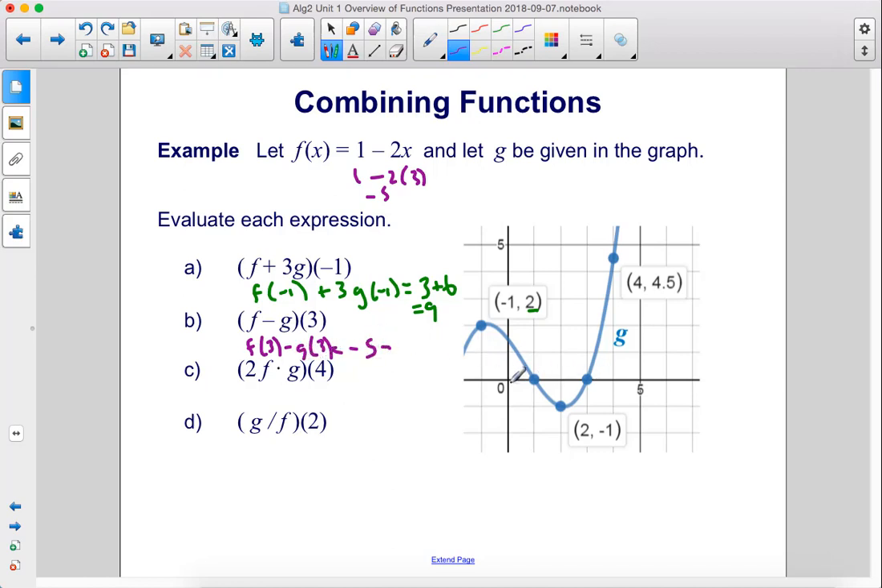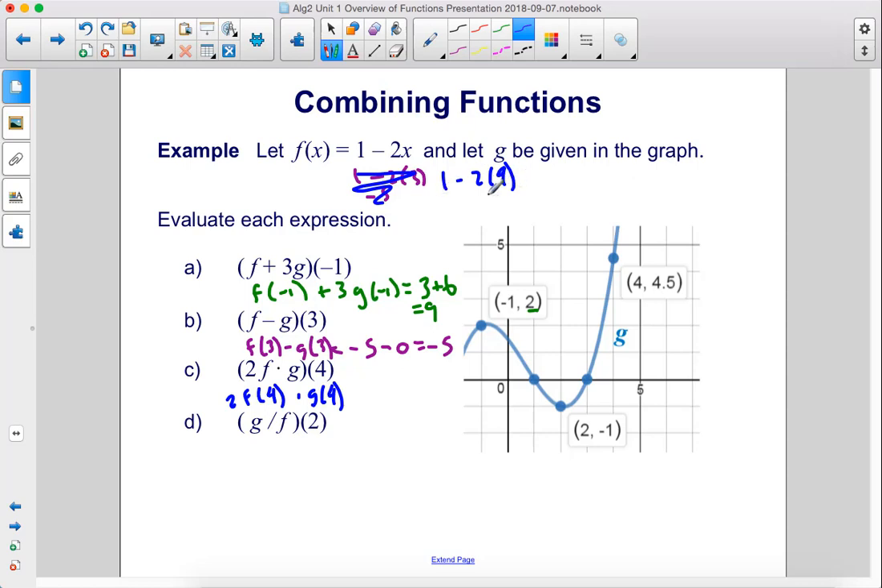So g of 3 is 0. That's easy. So then 0. So the answer here is negative 5. Moving on, 2 times f of 4 times g of 4. So f of 4 is, all right, let's see, 1 minus 2 times 4.